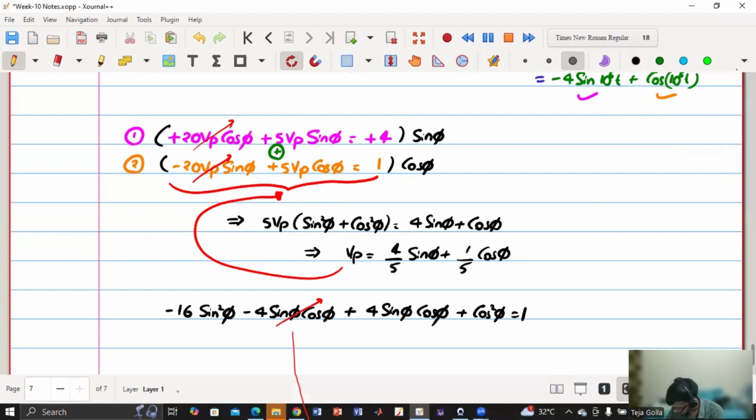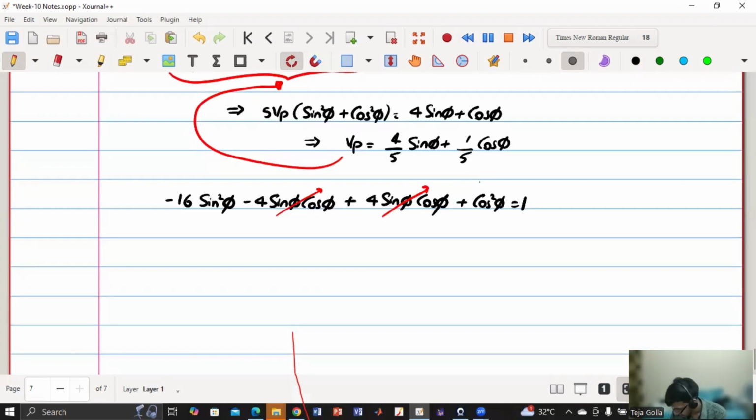Now this will get cancelled. So cos square phi is 1 minus sine square phi. So I will write it as minus 16 sine square phi plus 1 minus sine square phi is equal to 1. So now can someone tell me what is the value of phi here?